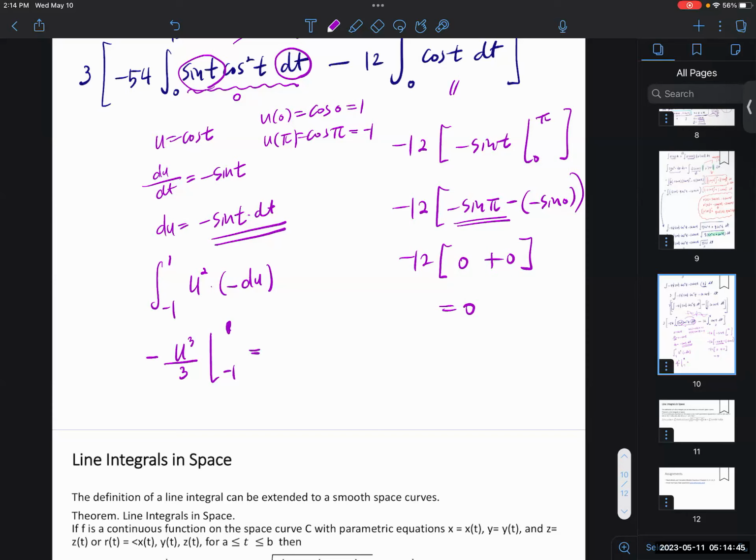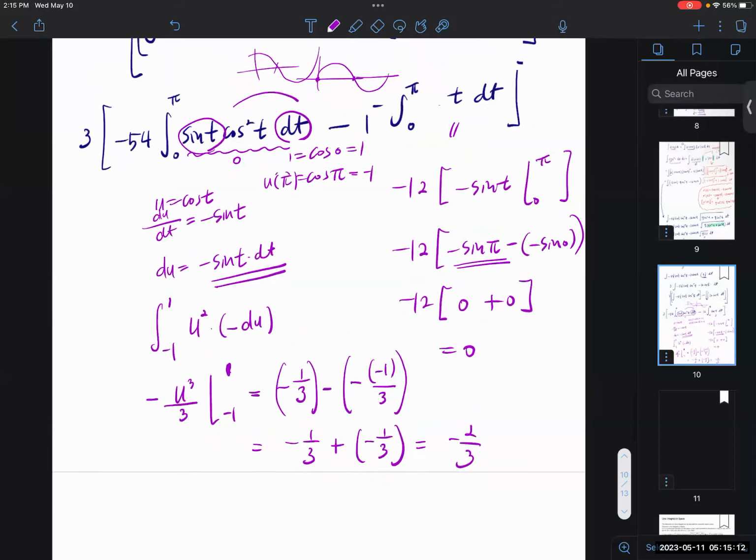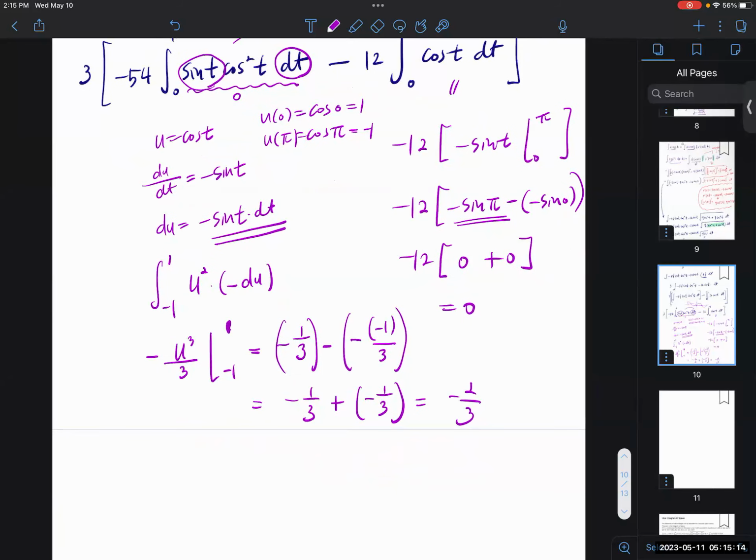So if you take the subtraction, what are you going to get? Negative 1 over 3 minus negative 1 over 3. Am I correct? So negative 1 over 3, plus positive 1 over 3. I have negative 2 over 3. Am I correct? Are you guys okay? Yuen, did you get the same answer as me? You forgot negative 54. Yeah, and then we're going to keep going.